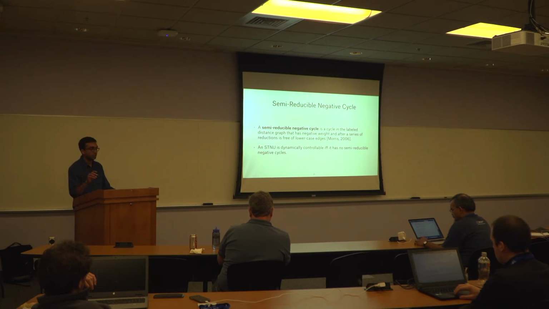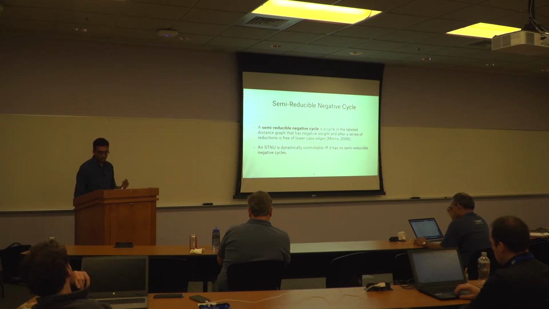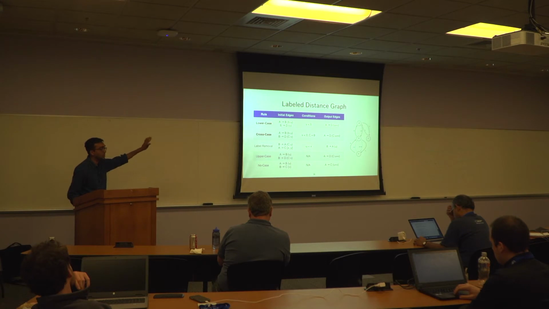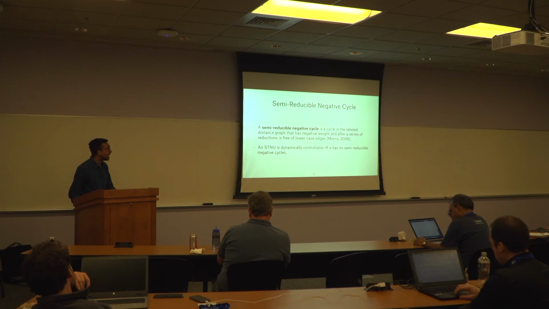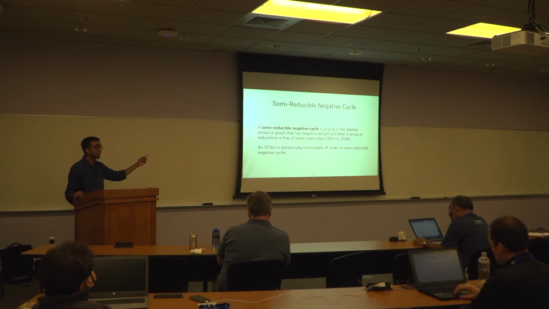A semi-reducible negative cycle is a cycle whose weight is negative. The big thing about it is that if we take this cycle of edges and iteratively apply the rules we saw previously on this page, just these 5 rules, not the set of all possible rules, and we find that after applying all these rules we have no lowercase labeled edges, this suffices as a proof that the STNU is not dynamically controllable. This is a necessary and sufficient condition. If we cannot find a semi-reducible negative cycle, then we know that the STNU is dynamically controllable.